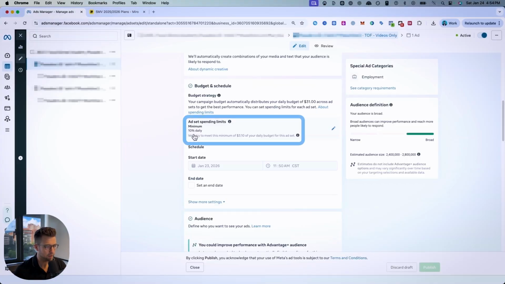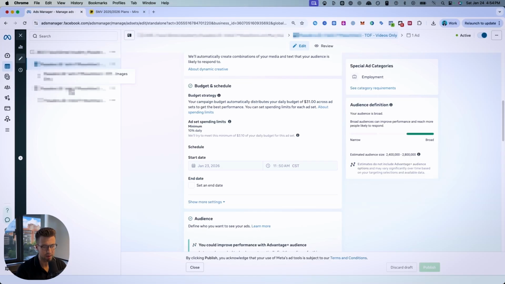This option here, ad set minimum, I put 10% daily. Now, what this means is that given there's 2 ad sets, I force each one to spend at least 10% of the budget. This is a small manual guardrail just to make sure the algorithm considers each ad set I put in here, and it forces each ad set to get at least 10% of the total campaign spend.